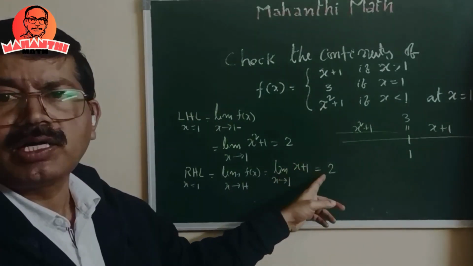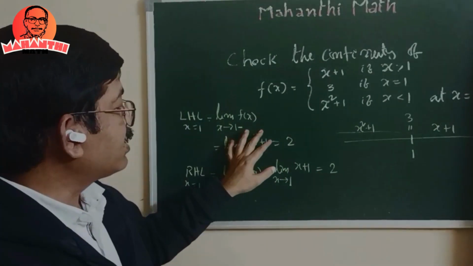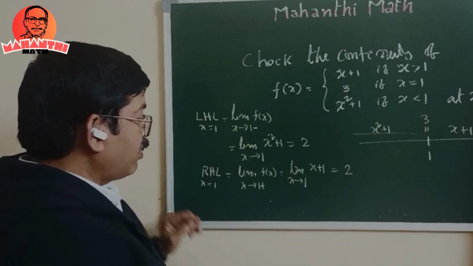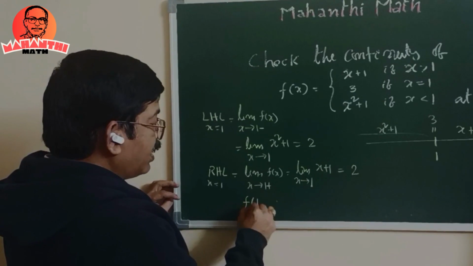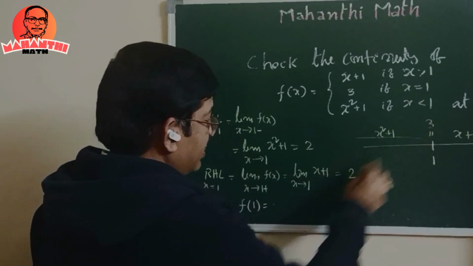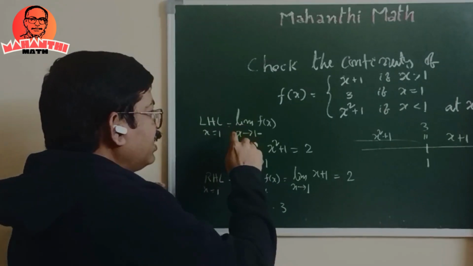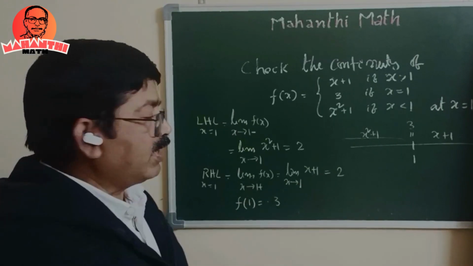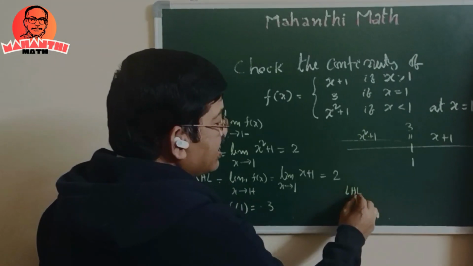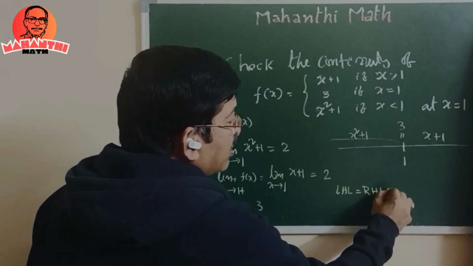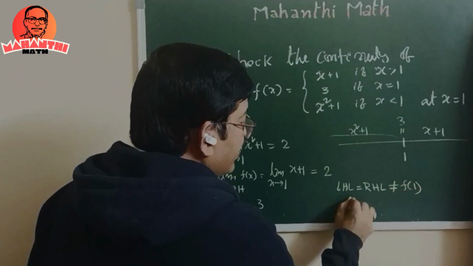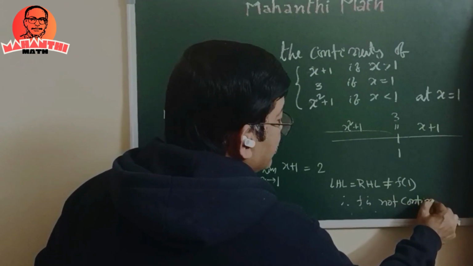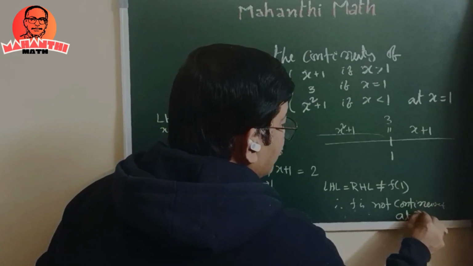See, LHL is 2, RHL is 2. So, when LHL and RHL are equal, we can say the limit is 2. The limit value exists and is equal to 2. But what is the function value? F of 1 equals 3. So, after equating LHL and RHL also, the common value is not equal to the function value. So, you can write here LHL equals RHL but not equal to the function value. Therefore, f is not continuous at x equal to 1.